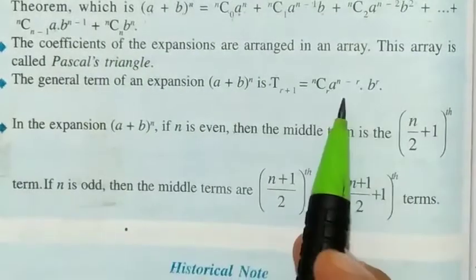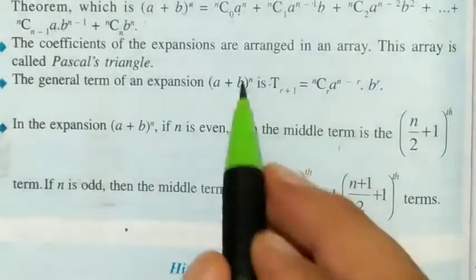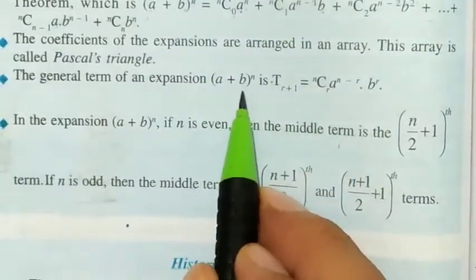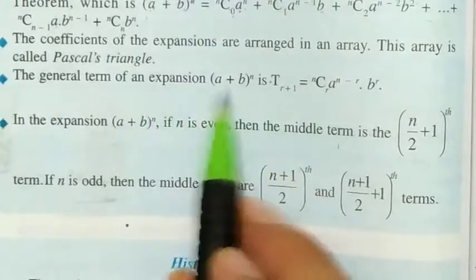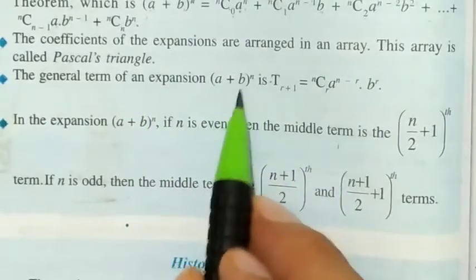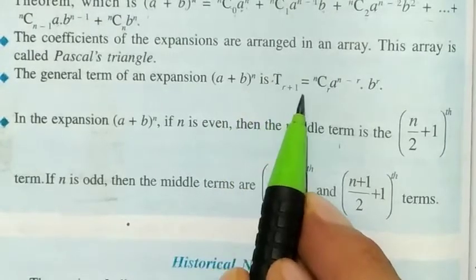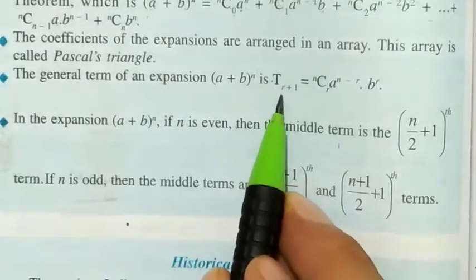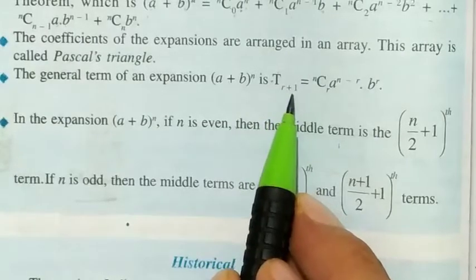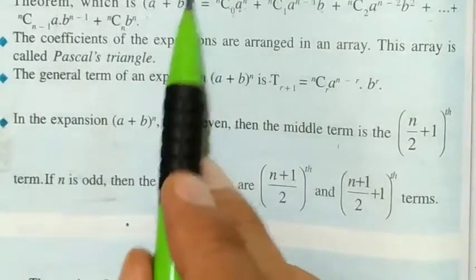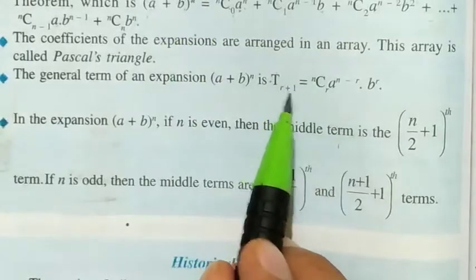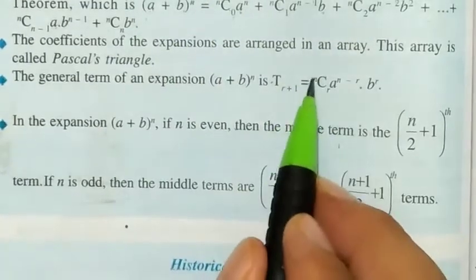So if you have to find any particular term or general term, what is the formula for that? (a + b)^n. In this term (a + b)^n, this is a binomial and n is an integer, and its general term is written as T(r+1). T is term, and which term? The (r+1)th term, because here total n + 1 terms will be there. So the (r+1)th term, what do we get here?